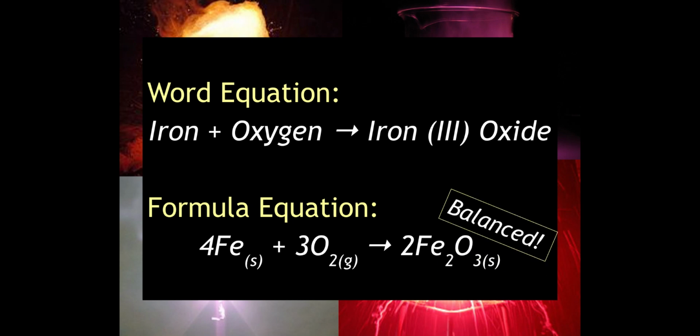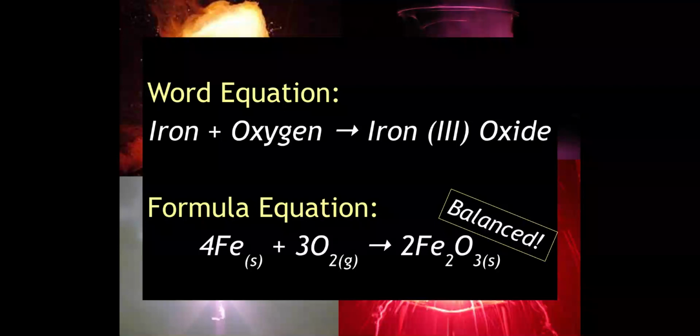But before we do that, before I explain how to figure out what those little numbers are, this is what the equation would look like once it's balanced. So you will, over the next couple of lessons, get pretty good at going from a word equation, like you see on top, into a formula equation. Right now, I want to show you step by step exactly what you need to do to go from word equation into formula equation.